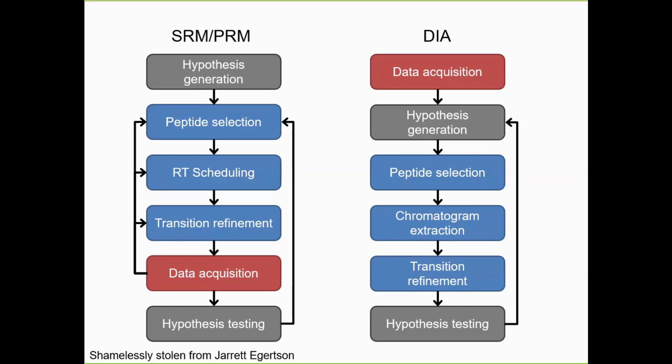So in this regard, if you can acquire pretty close to PRM level quantitative data with DIA, then this is potentially a big advantage.